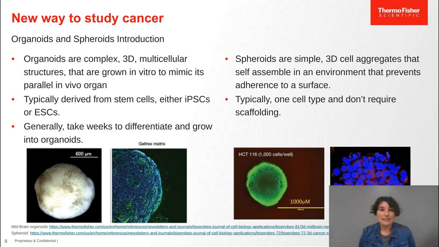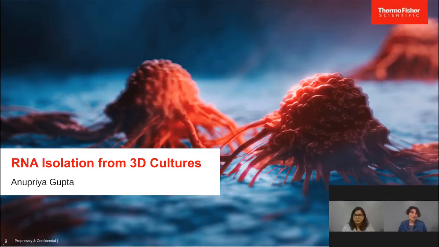And today's data will be using midbrain organoids that were differentiated by some of our colleagues here at Thermo Fisher Scientific, starting from some ESCs that were differentiated down a path to create midbrain organoids. So that's the type of organoids that we used here. And then for spheroids, we had a few different cells that we used to create the spheroids for testing. And so with that, I'll pass it over to Anupriya, who will take over for the next section to present.